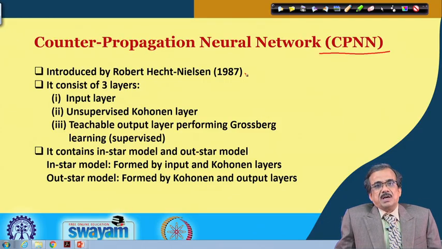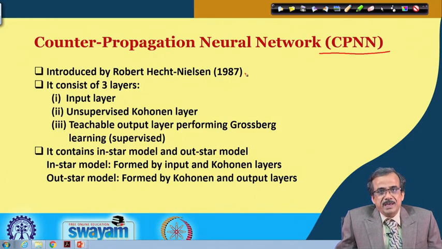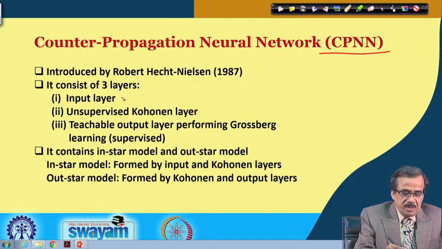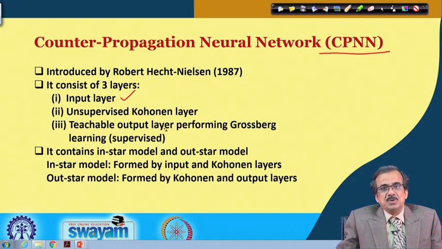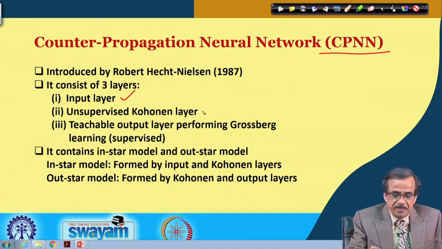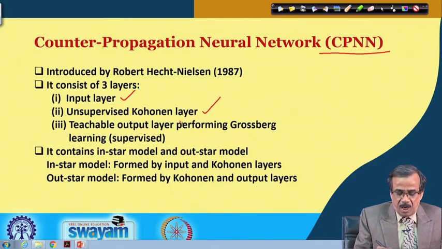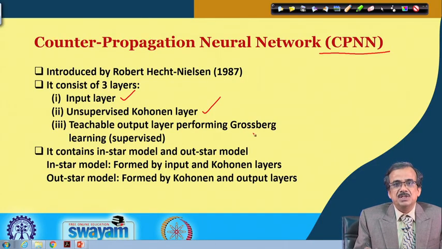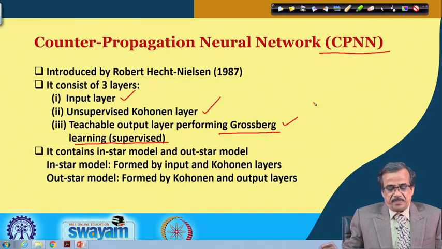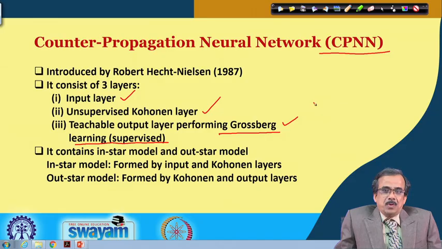Now, this network consists of in fact 3 layers. One is called the input layer. We have the unsupervised coherent network, or the coherent layer, and we have a supervised layer, where we follow the principle of Grossberg learning. We have one teachable output layer, and this layer is going to perform the Grossberg learning, which is nothing but supervised learning. So, in this network we are going to consider both supervised as well as unsupervised learning.